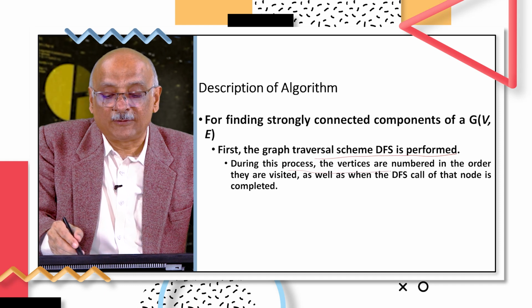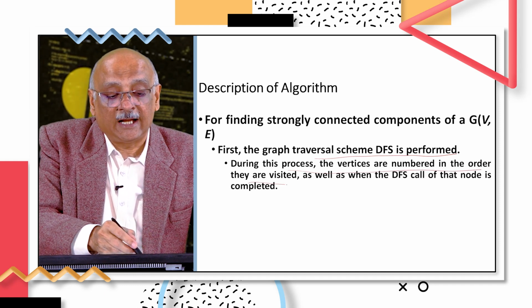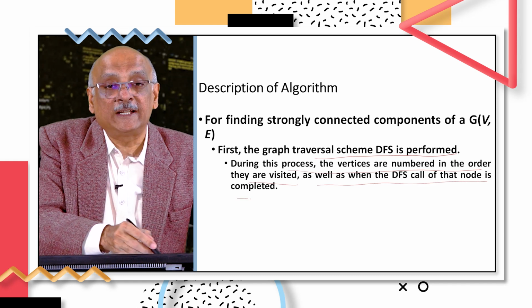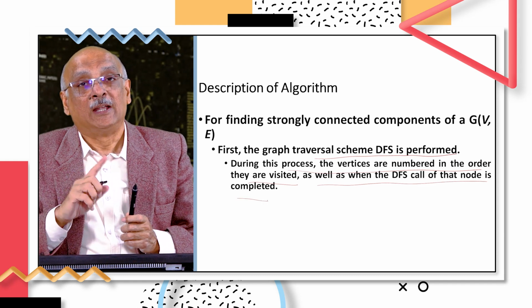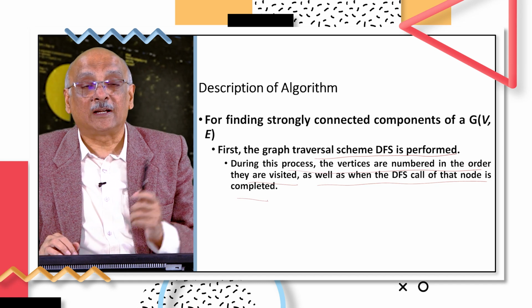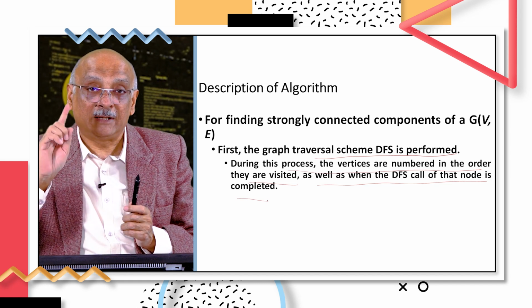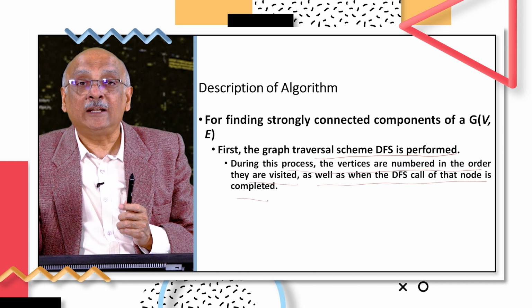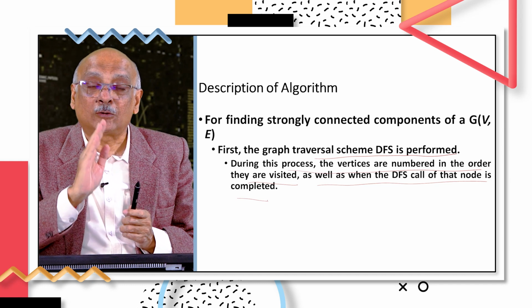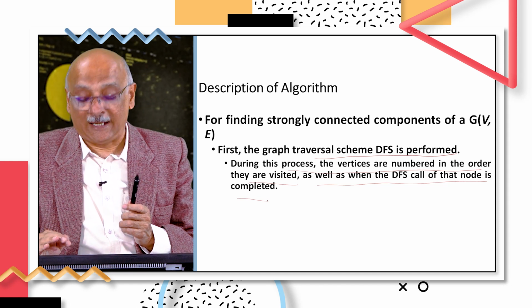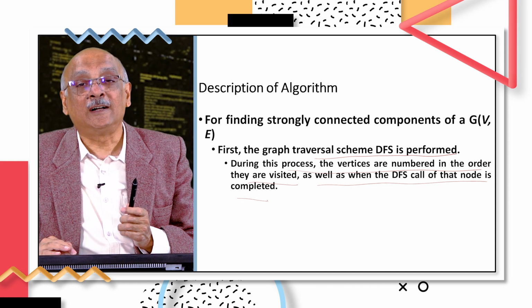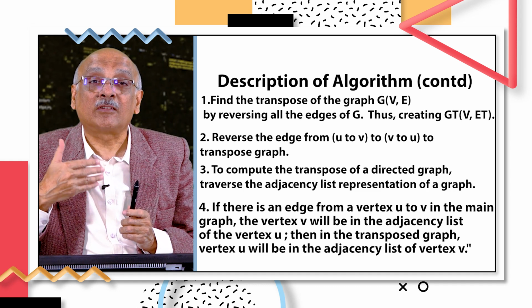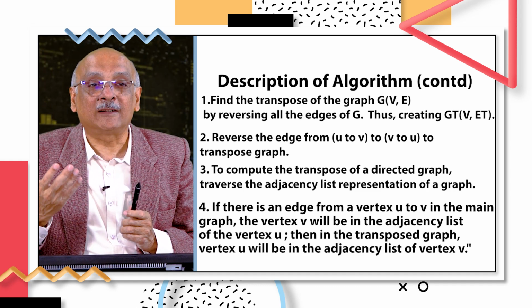During this process, the vertices are numbered in the order they are visited as well as when the DFS call of that node is completed. So, as I am repeating this particular step, we will be doing DFS, numbering the vertices as we visit them, and on the return when the calls get completed, that is the time when we will also put a number at that point. Then comes the transpose. As I told you, we will know how to make the transpose.